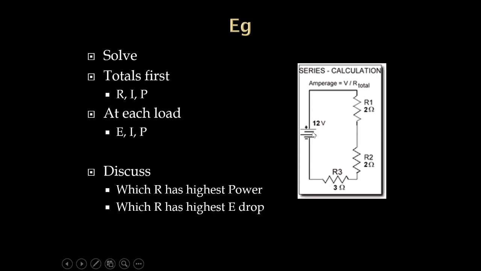Okay, so I've got this circuit. It's got a 12 volt source, 3 resistors, a 2 ohm, a 2 ohm, and a 3 ohm. And we're going to try and solve for whatever total values that we have.